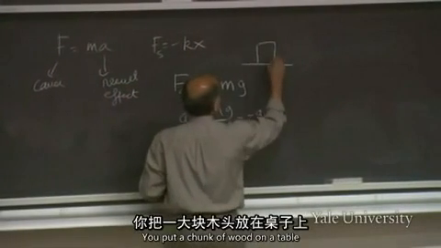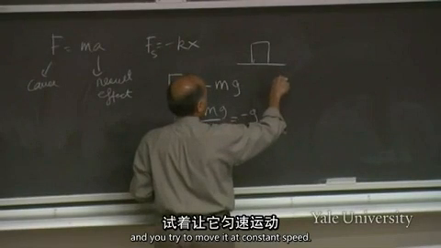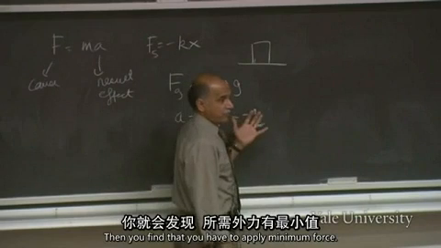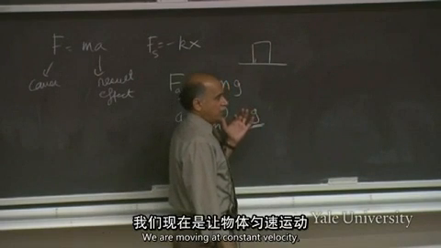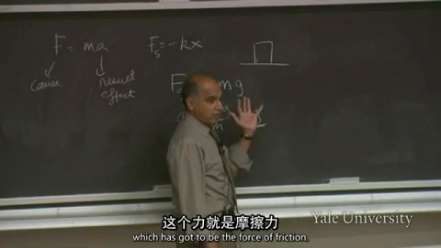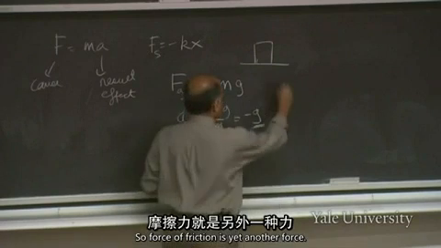You put a chunk of wood on a table and you try to move it at constant speed, then you find that you have to apply minimum force. You're moving at constant velocity. That means the force you're applying is cancelled by another force, which has got to be the force of friction. So force of friction is yet another force.